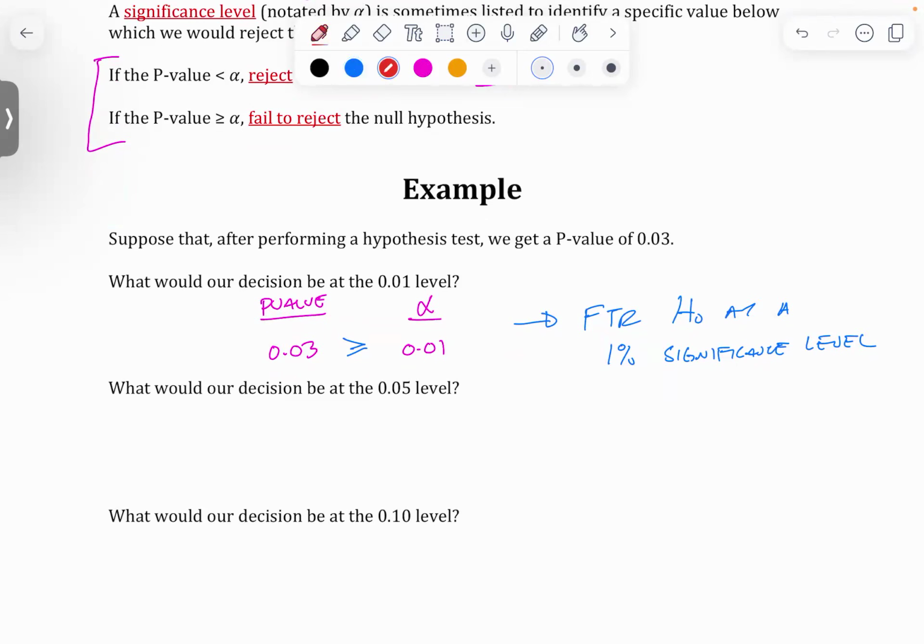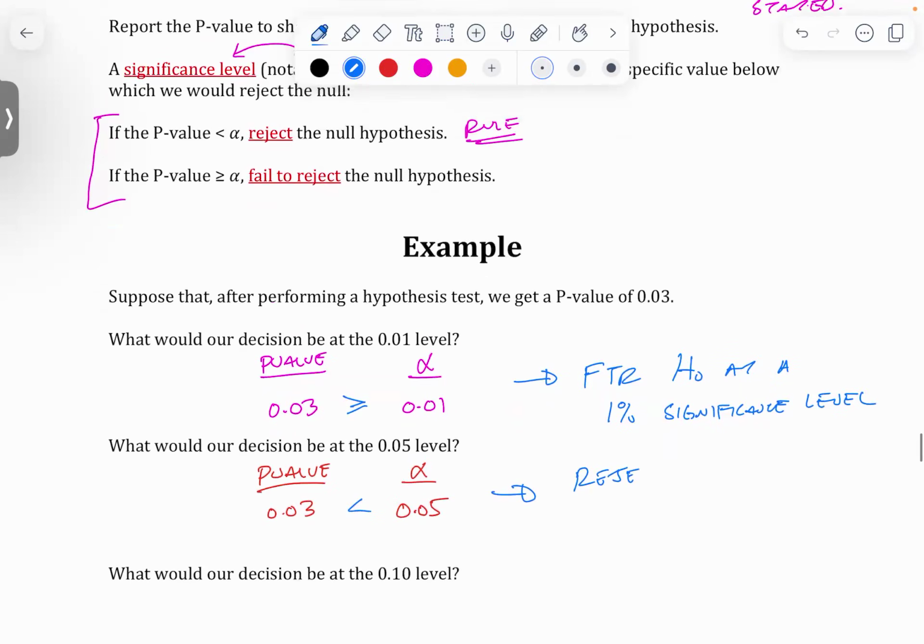Again, just to verify, let's do that again. P-value is still 3%, but now my significance level is 5%. Now in this case, notice 3% is less than 5%, which leads us to the conclusion, reject. Seeing the rule up here, I'm going to reject H0 at a 5% significance level.